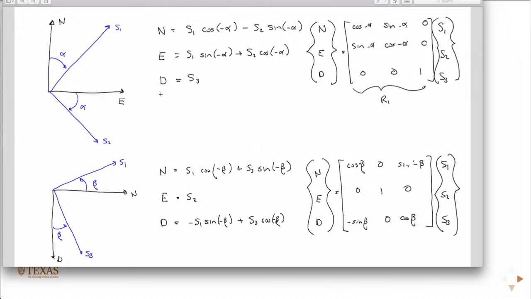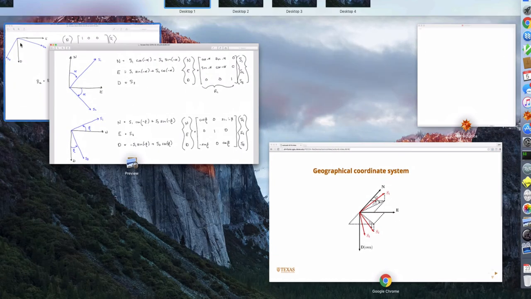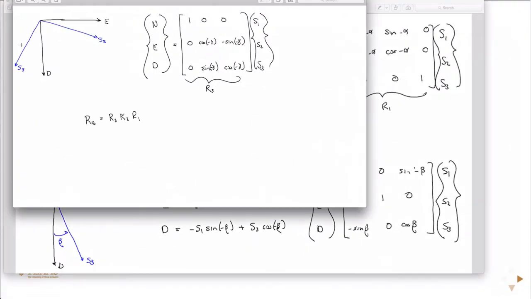During last class, we developed all those rotation matrices in isolation. So I called this R1, this was R2, and this was R3. Okay? And then we said that the total rotation matrix that's going to take us from the principal stresses into the geographic frame is R3, R2, R1. Okay? And let's just go ahead and show where that comes from. I think I showed you the final result.